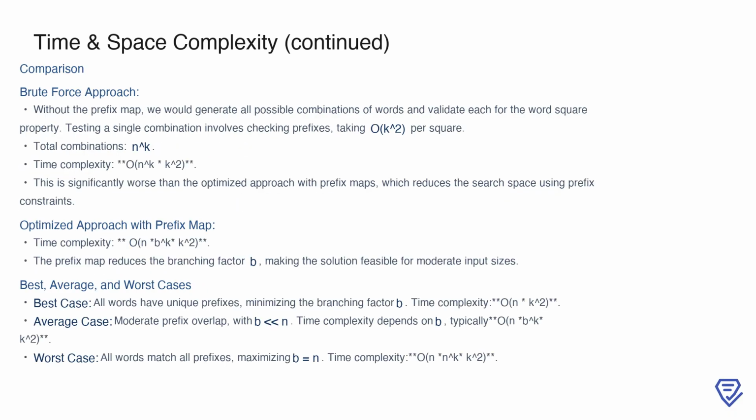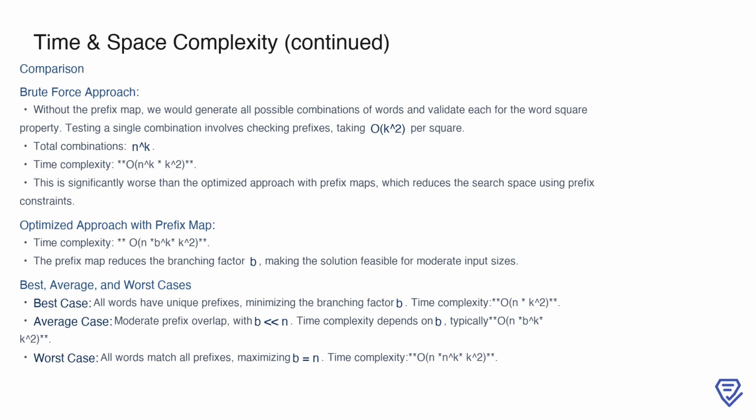Finally, let's compare the optimized approach with the brute force method. In a brute force approach, we would generate all possible combinations of words and validate each one for the word square property. Checking a single combination involves verifying prefixes, which takes O(k squared) per square. Since there are n to the power of k possible combinations, the time complexity for brute force is O(n to the power of k * k squared), which becomes infeasible for larger input sizes.